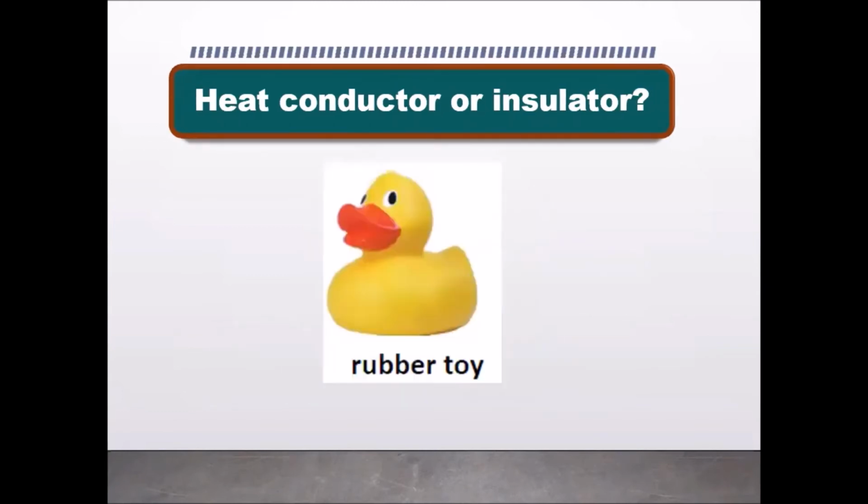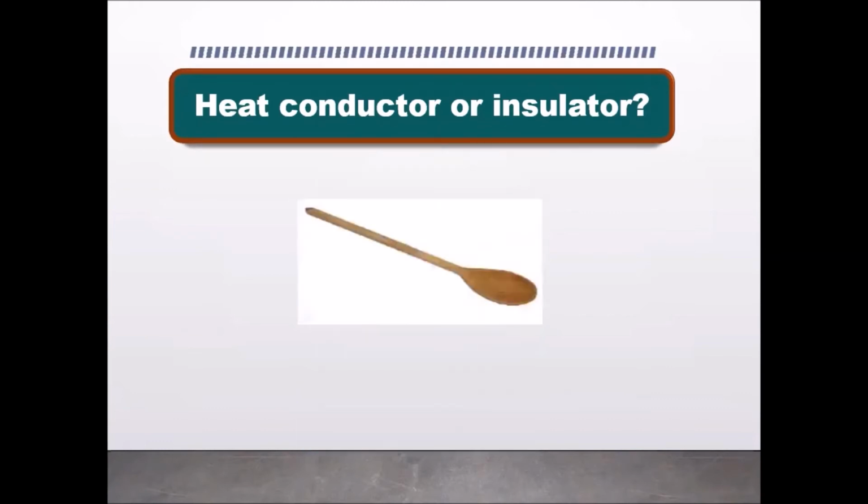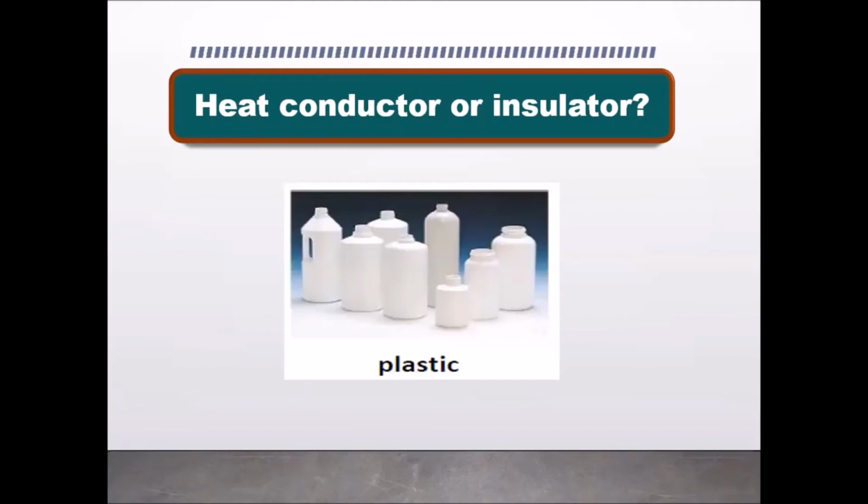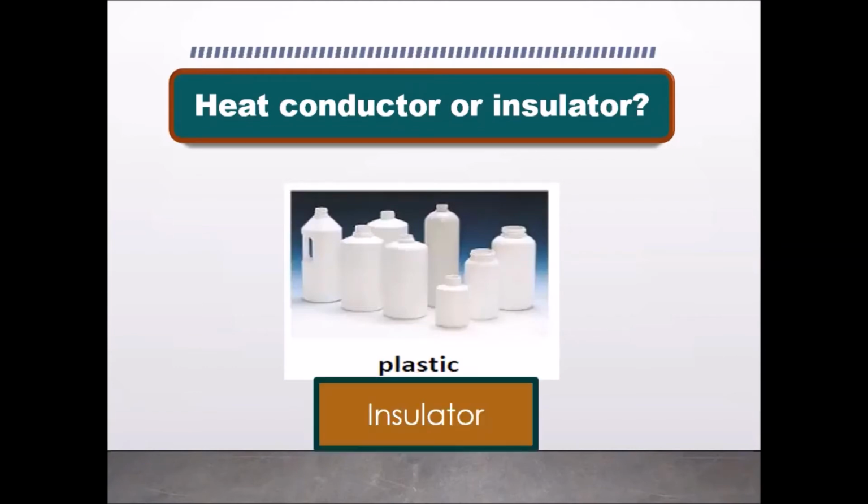Heat conductor. What about the rubber toy? If you put the rubber toy, for example, in a basin full of hot water, will it get hot easily? No, so it will be an insulator. What about the wooden spoon? I think you saw your parents, your mother or your father, cooking with a wooden spoon, right? Does this wooden spoon let heat through it? Or when you touch it with your hands, will you find it hot? Of course not. That's why you cook with it. So it will be an insulator. Again, plastic, like the plastic toy. So it will be an insulator.